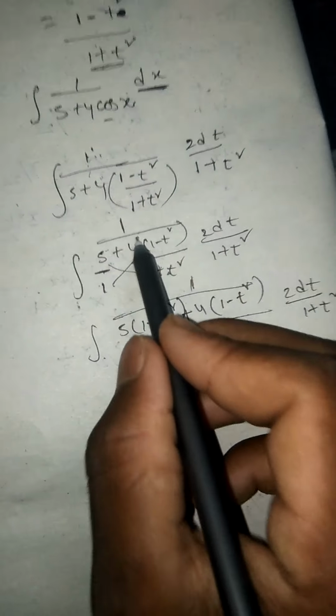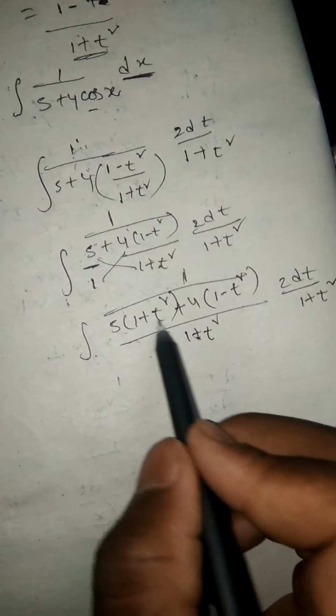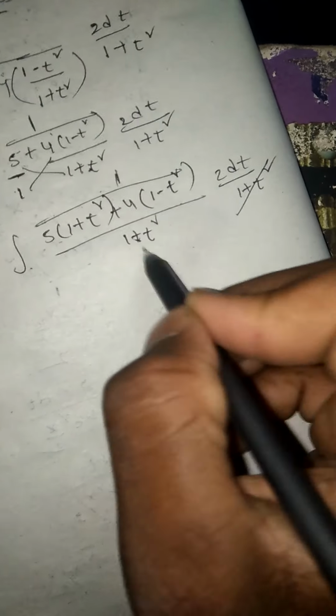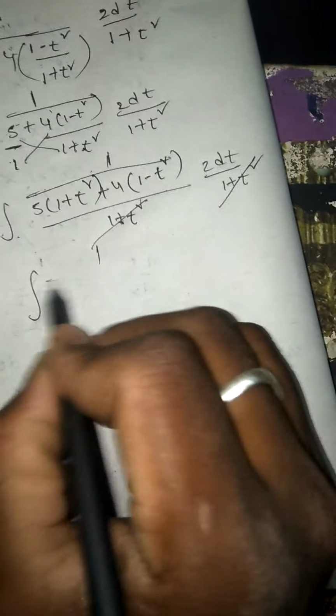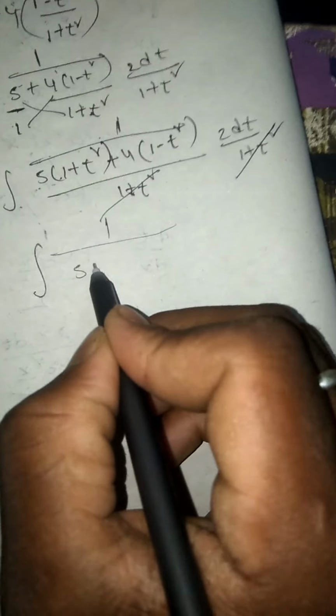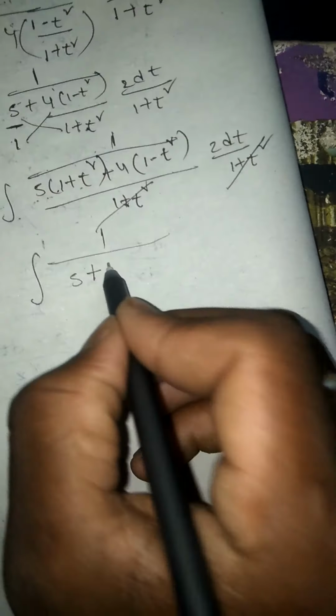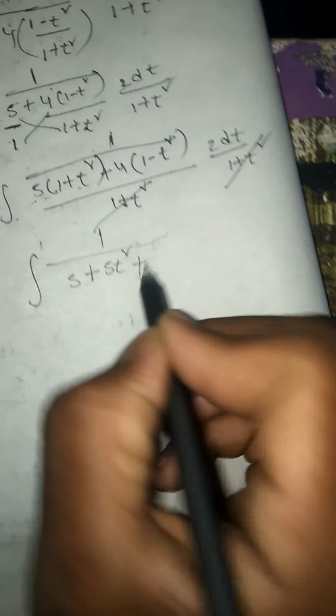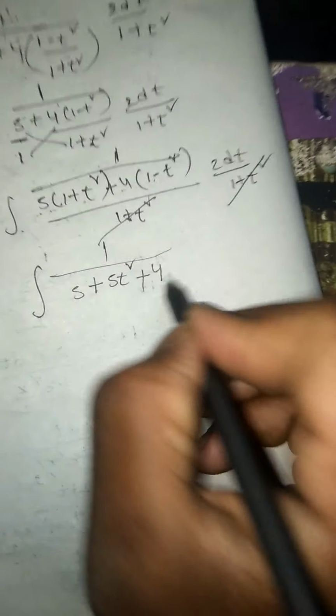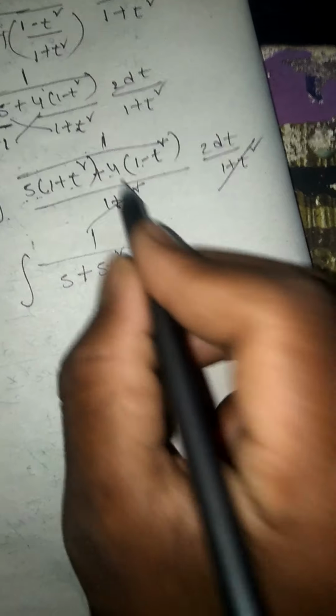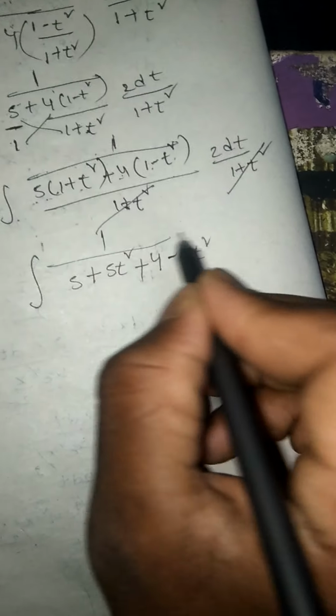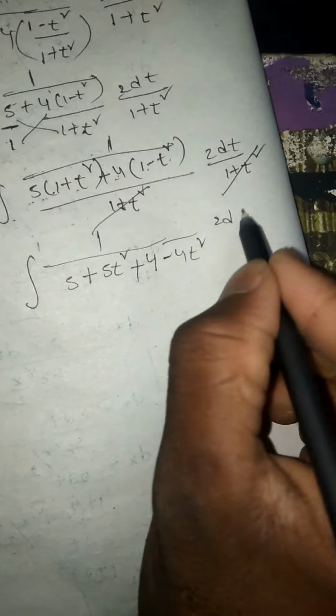Here 1 by 5 plus 4 is there, no? So 1 by 5 plus 4. Here 1 plus t square are cancelled. We have 1 by 5 into 1 is 5, plus 5 into t square, 5 t square, plus 4 into 1 is 4, plus 4 into minus t square, minus 4 t square. We have here 2 dt.